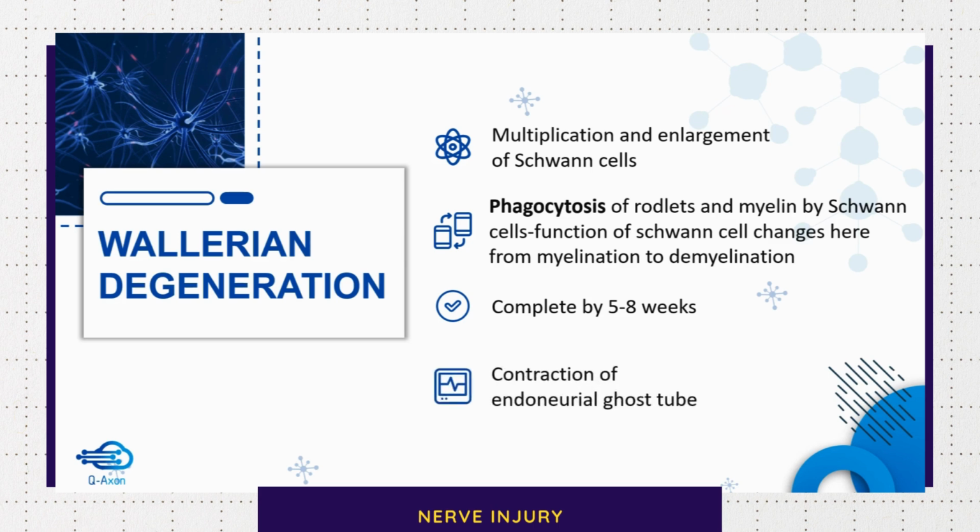And once the axon and the myelin are completely phagocytized, the ghost tube contracts. And this is why eventually when regeneration takes place, the diameter of the new axon is slightly lesser than that of the original axon.